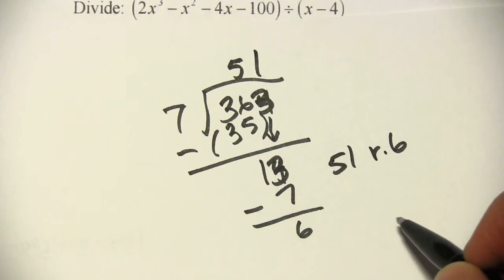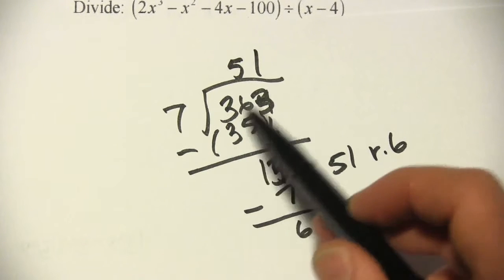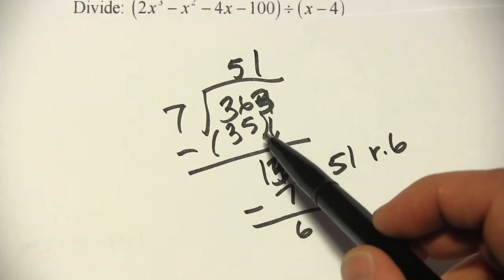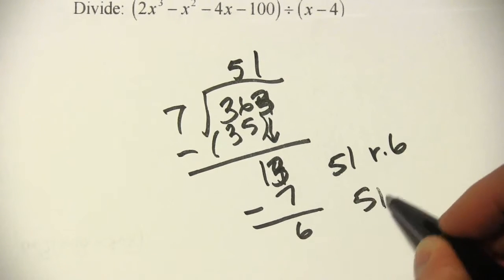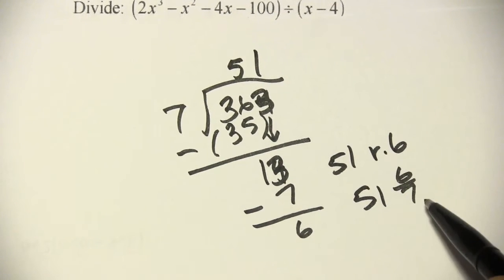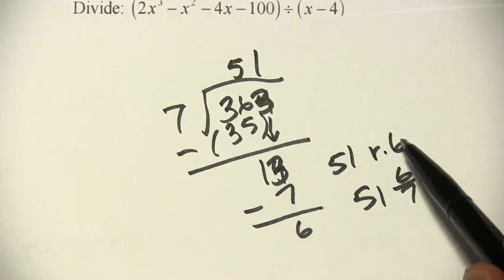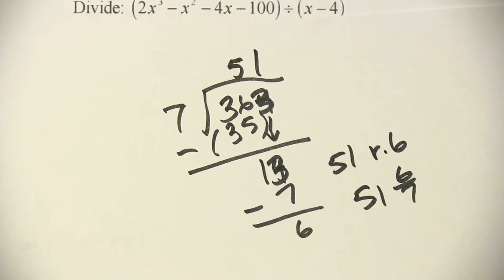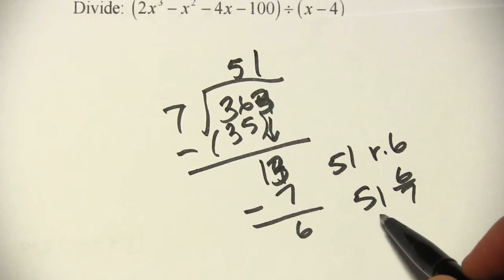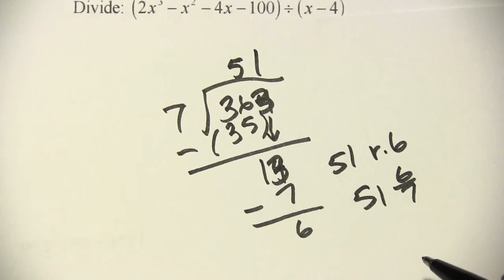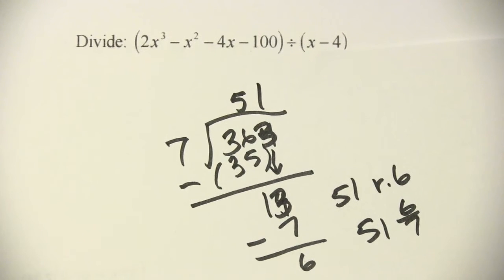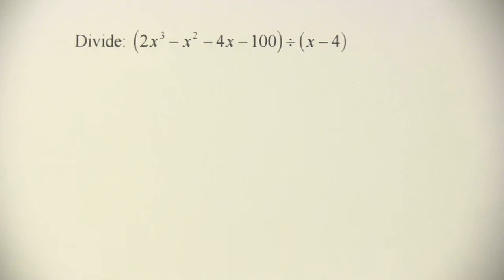Another way of thinking about that is our answer to the question, how many groups of 7 can fit into 363, is 51 and 6/7 groups of 7. You can put the remainder over that initial divisor, and this is 51 and 6/7 groups of 7 fit into 363. So we're going to do something very similar with these polynomials. Let me show you how that works.